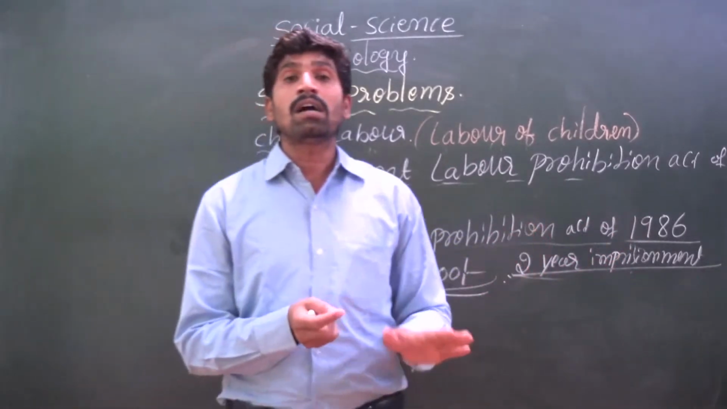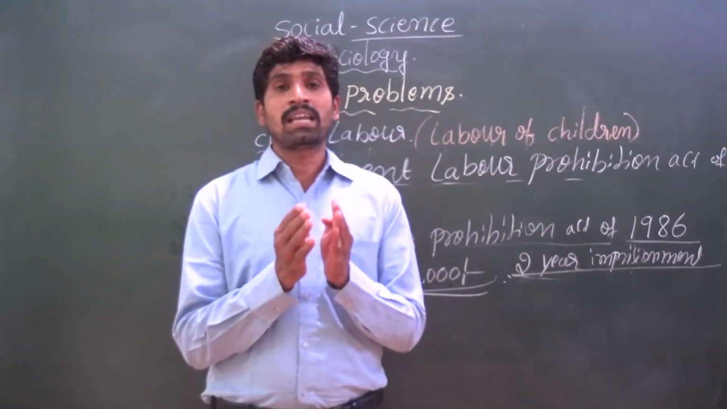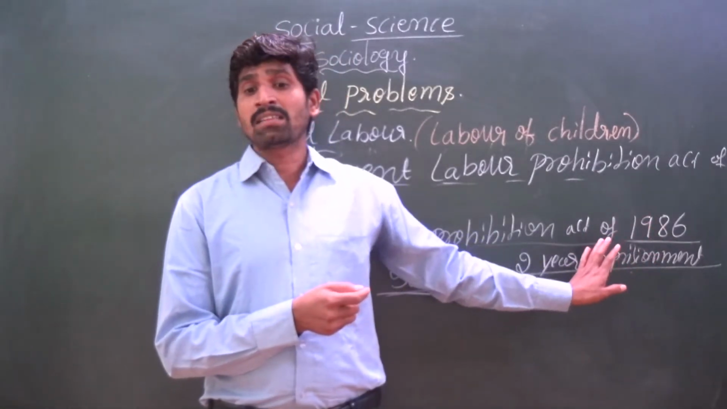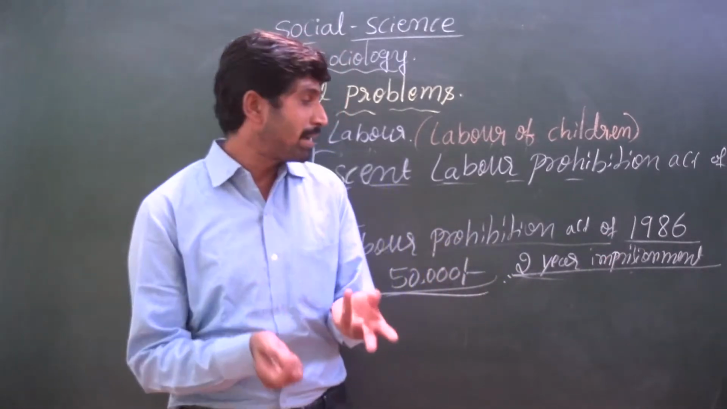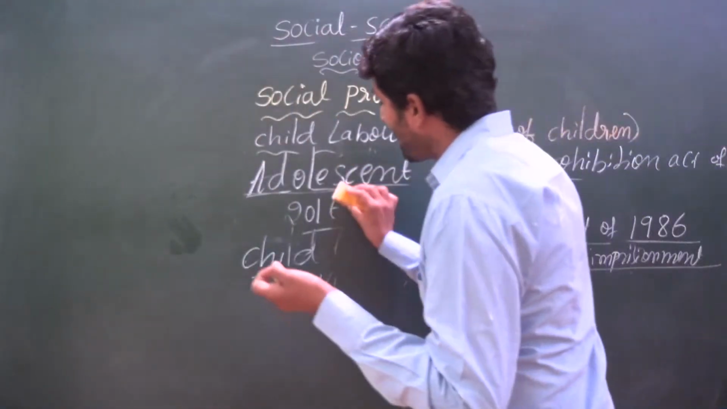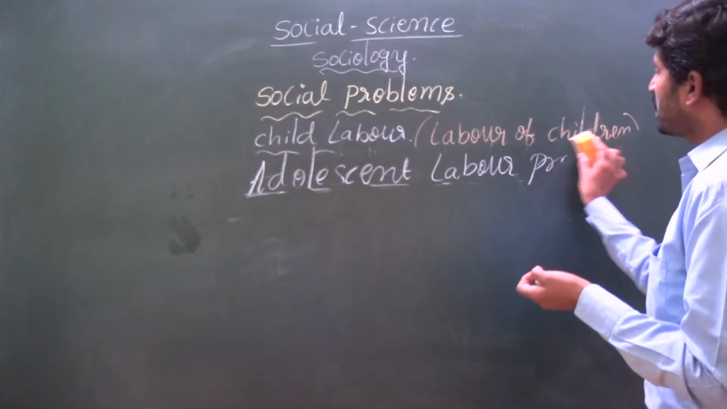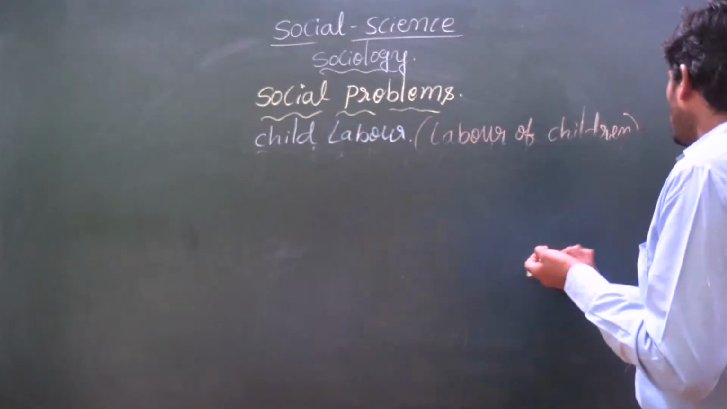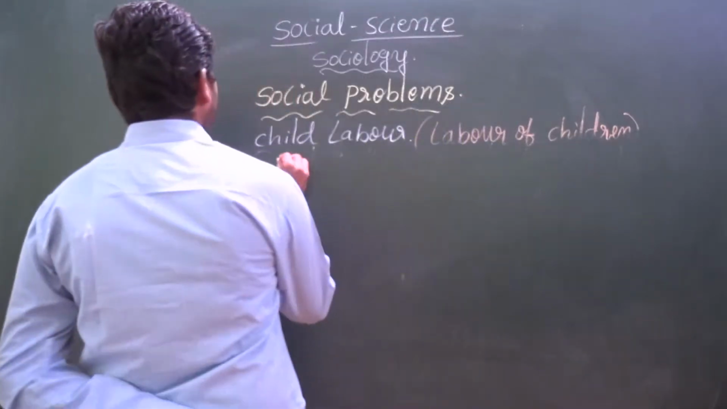Next, according to the Industrial Act of 1948, they should not be employed in any other field. In which areas? For example, in mining, in the production of explosives, or in chemical production. In these areas they should not be employed according to this act, the Adolescents Labor Prohibition Act. Or in the mining area.